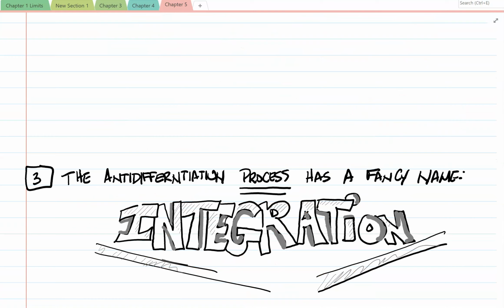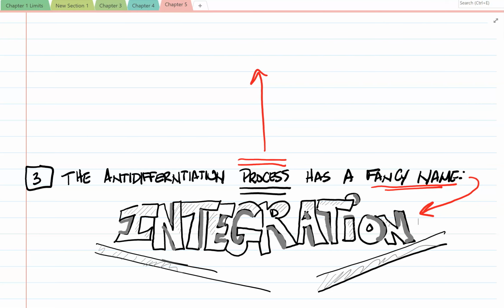Box number 3 is the most important box in the entire lesson here. So the anti-differentiation process, and the process that I'm talking about is the thing that we just did up above in box number 2, where we were coming up with all those different families of functions. That's the process I'm talking about. The anti-differentiation process has a fancy name, and that fancy name is integration. So the process by which we find the family of functions of anti-differentiation is basically called integration.